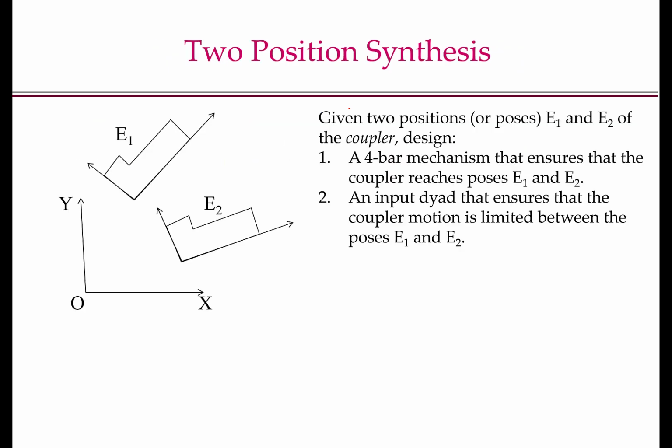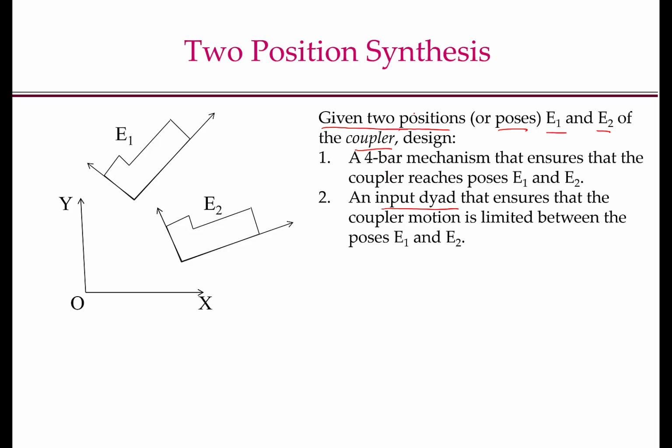So what is the problem statement for the 2-position synthesis problem? Given 2 positions or poses E1 and E2 of the coupler, which is shown in the picture on the left, what you want to design is a 4-bar mechanism that ensures that the coupler reaches poses E1 and E2 through a continuous motion, and we also want an input dyad that ensures that the coupler motion is limited between the poses E1 and E2 and doesn't go beyond these poses.